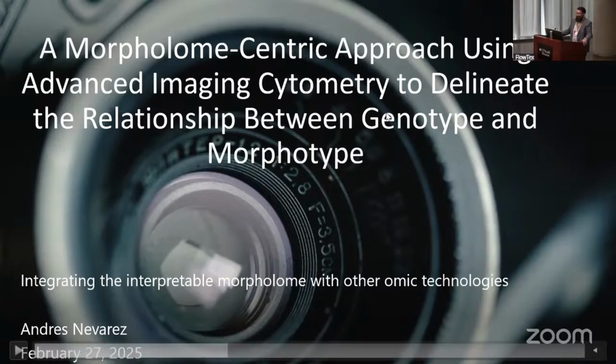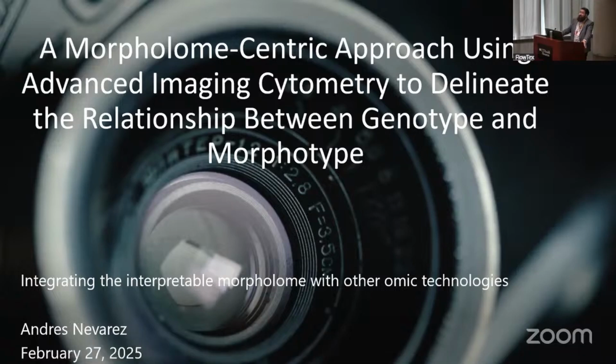Hello, thank you all for joining me today. So today we're going to be talking about the morpholome and how we can use these imaging cytometers to really delineate the relationship between morphotype and genotype, this age-old question that we've been trying to connect. But at the heart of this, we need to make sure that this is an interpretable morpholome. You'll see that there's some deep learning things that we need to figure out. And so from the get-go, how do you make sure that it is interpretable?